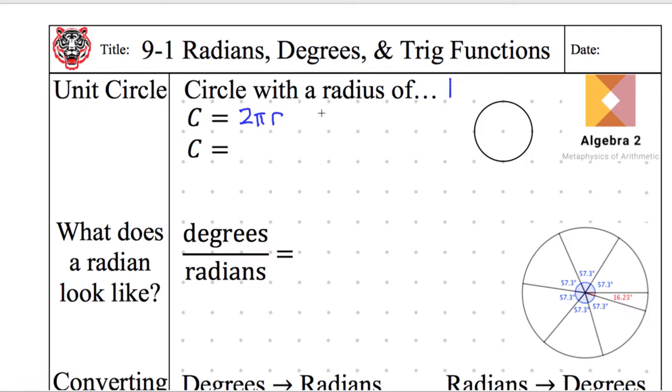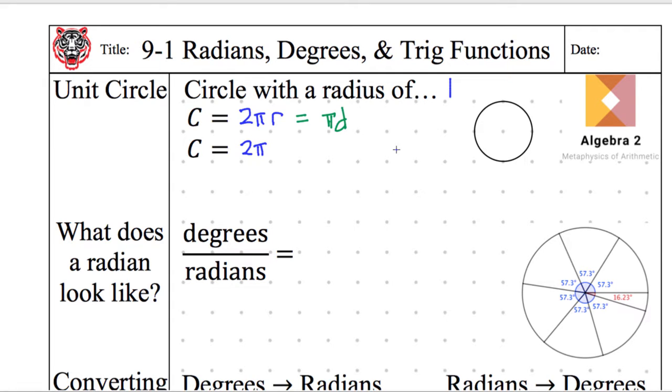Some people also write this, and I'm going to write this in green because you don't need to write this. Some people also write this as pi times diameter because diameter is 2 times the radius. But this is the one I normally go to all the time, 2 pi r. And I know what r is now. On the unit circle, r is 1, so how long is the circumference? It's just 2 pi.